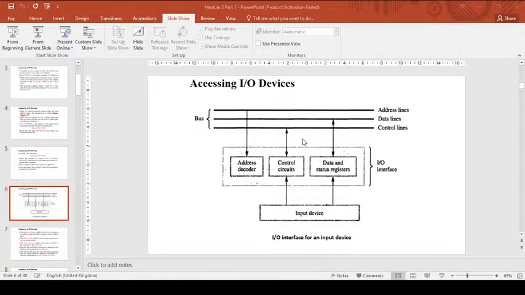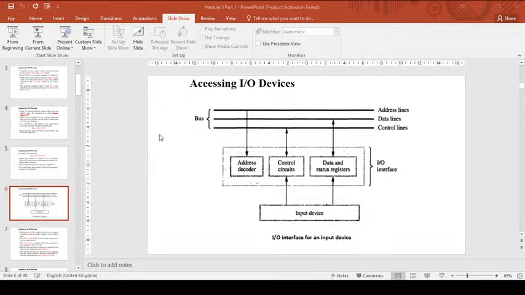So just see where they are connected. The input output device will be directly connected to the control circuit and the data and status registers in the IO interface. The IO interface also has an address decoder, and the address decoder will be connected to the address lines of the processor. The control circuit is connected to the control lines in the processor. The data and status register is connected to the data lines. Now why is the address decoder used?